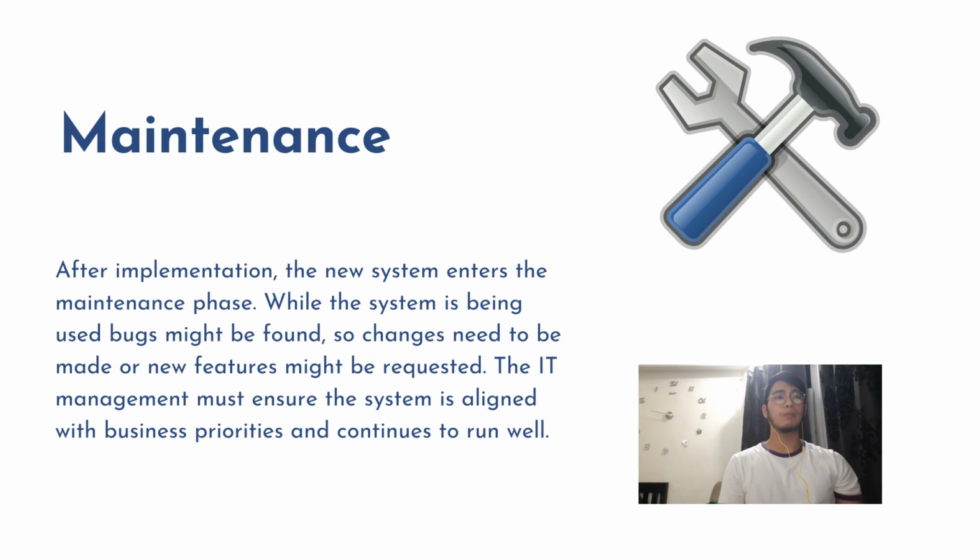After implementation, the new system enters the maintenance phase. While the system is being used, bugs might be found, so changes need to be made or new features might be requested. The IT management must ensure the system is aligned with business priorities and continues to run well.